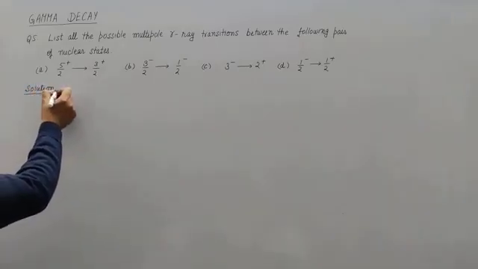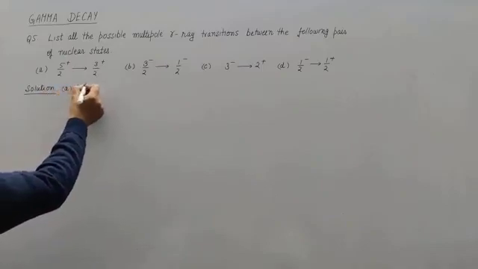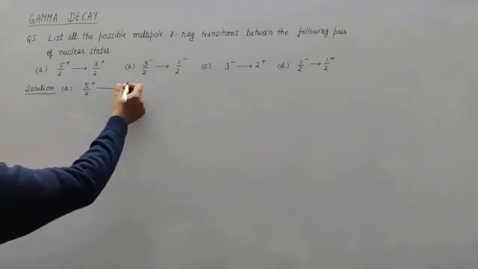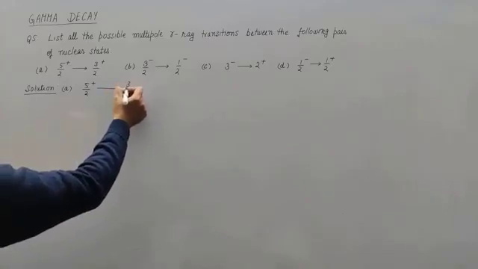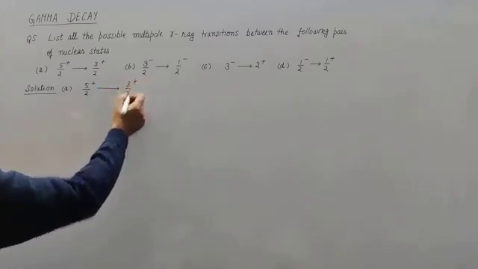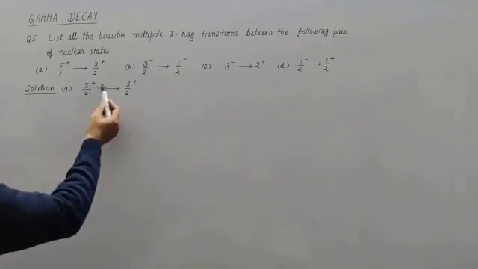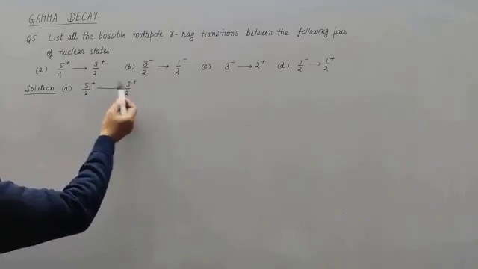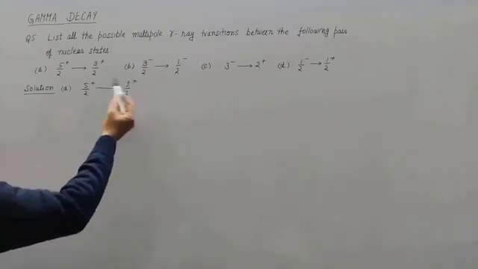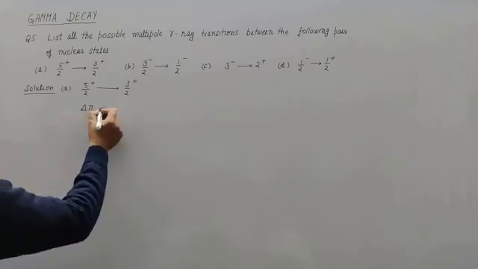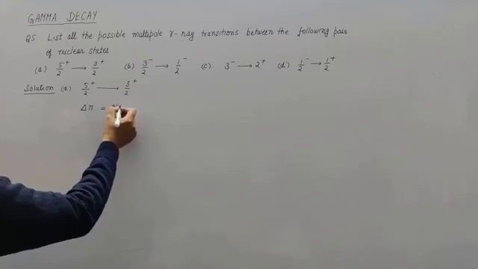So first I am taking the transition 5/2 plus to 3/2 plus. First we have to observe the parity, whether the parity is changing or not. Here the parity is positive, and here the parity is positive. So there is no change in parity.